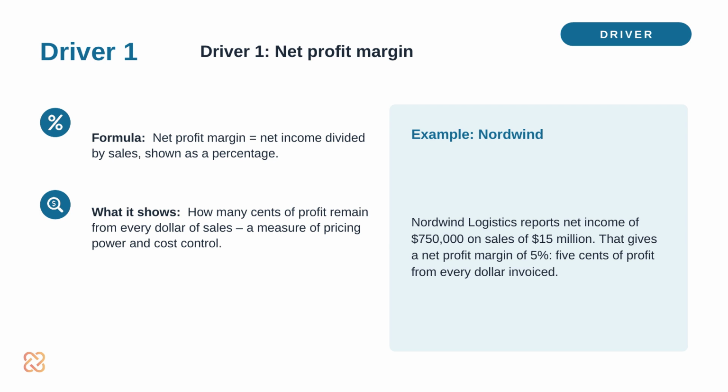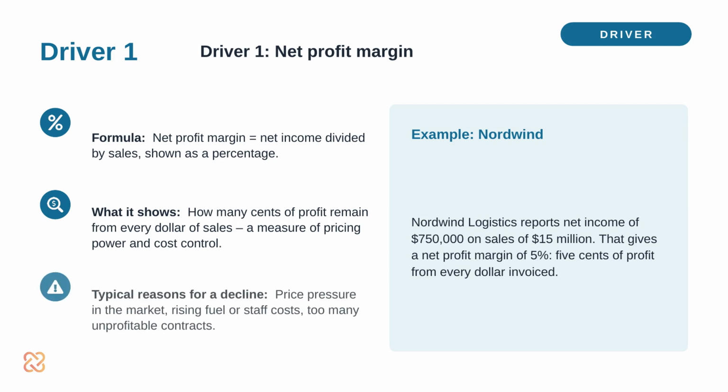In practical terms, out of every $100 of sales, $5 remain as profit. The margin reflects the effect of pricing and costs. It improves when prices hold, when the customer mix shifts toward more profitable work, or when costs come down.